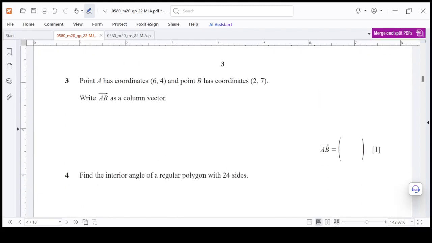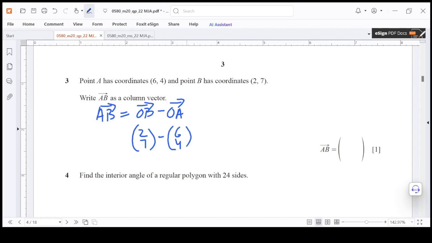Next is point A has coordinate 6, 4. Point B has coordinate 2, 7. Write down the column vector AB. Okay, so you need to know that AB is OB minus OA. Now what is OB? It's the position vector of B and it is written like this, 2, 7. And OA is the position vector of A and it is written like this. So the answer would be minus 4 plus 3. Check the answer. Minus 4 plus 3 is correct.